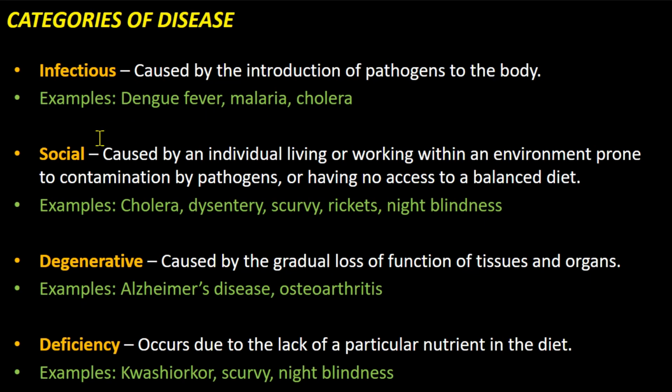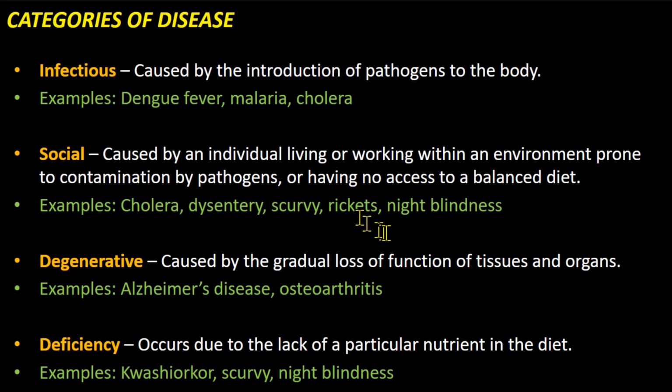Social diseases are caused by an individual living or working within an environment prone to contamination by pathogens, or having no access to a balanced diet. For example, both cholera and dysentery are caused by bacteria that are usually found in water. Cholera is usually transmitted by flies. So if there's a lot of flies in the area, you're going to have a higher incidence of cholera.